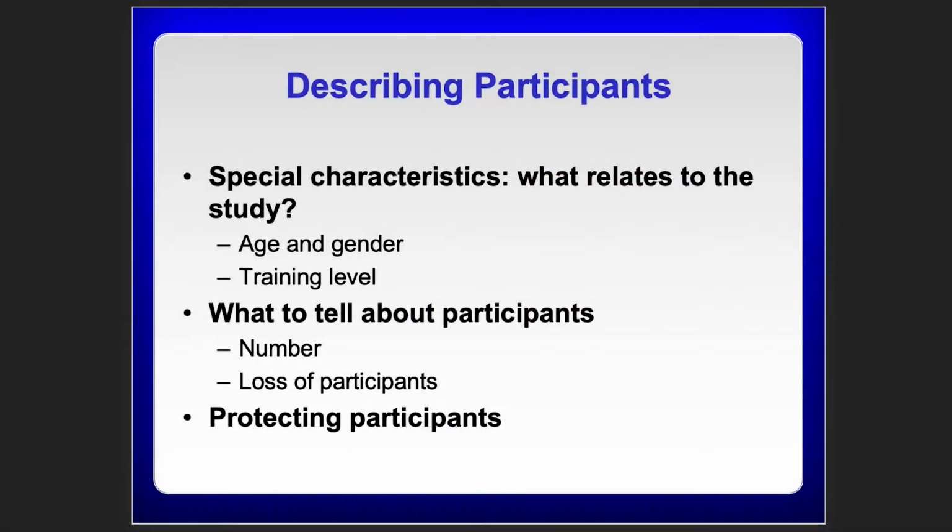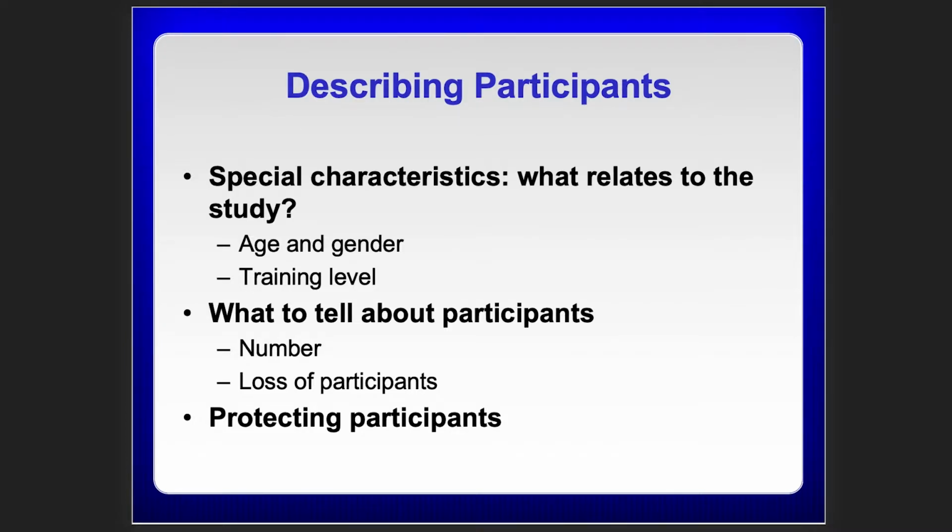So moving on. Describing the participants: what type of special characteristics do they have, and what relates to the study? Is age and gender important? If it is, then that's something you need to list, and you need to list not the age of every single participant, but the average age, maybe an age range, what the gender was, what type of training level, if it's a training study. Have they been training for the past 5 years? Are they completely sedentary? Whatever their training level is, that needs to be outlined as well.